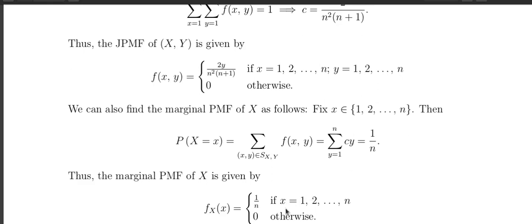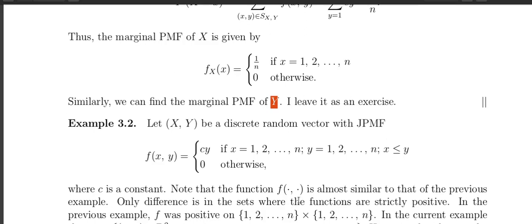Let us take another example. In this case, you will notice that everything I have taken is almost the same as before. The only change is that now another restriction is given here, which is X is less than or equal to Y. Clear? So when I take X less than or equal to Y, now the support changes. In the previous example, the support was basically the Cartesian product of these two sets.